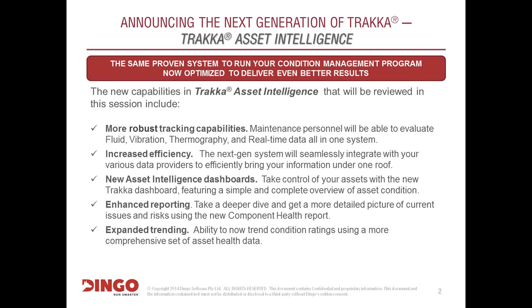So the new capabilities in Trakka that I'm going to be showing you today: more robust tracking capabilities, where I'm going to look at how the different types of data are reviewed and displayed in Trakka. Increased efficiency, where I'll look at how different types of data can be imported into the system from the user interface. Asset intelligence dashboards, where I'm going to show you how the condition of assets and components is now managed in Trakka 4.0. Enhanced reporting, where I'll show you how the new capabilities change the way reports can be used. And also expanded trending, looking at how new sets of data can be trended now, including things like condition ratings as well.